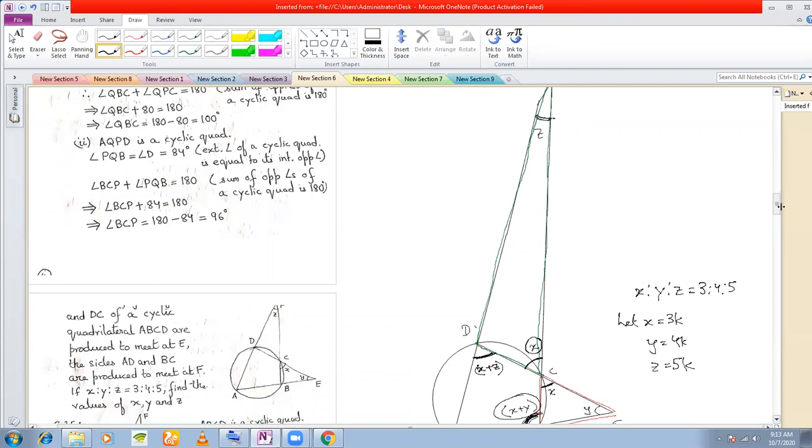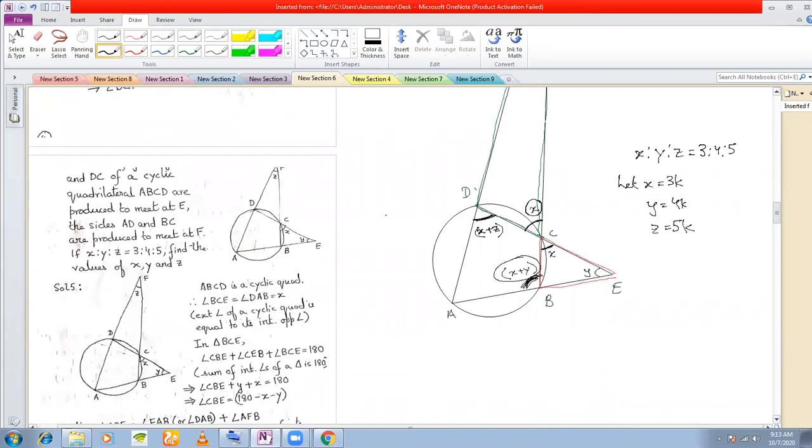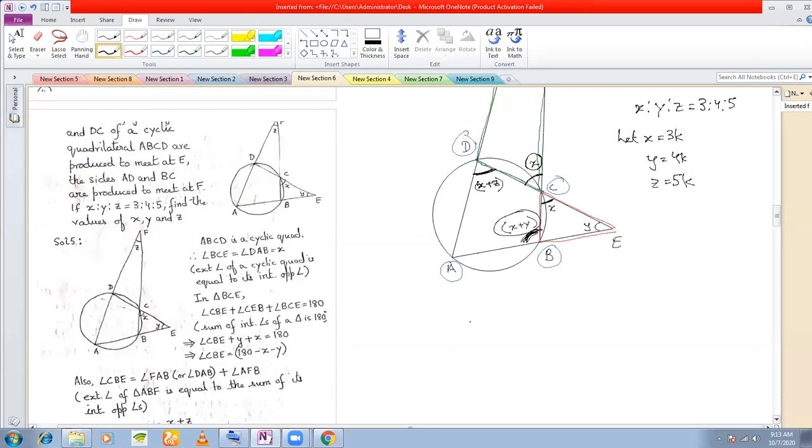So now, once I have done this, you see that ABCD is a cyclic quadrilateral. A, B, C, and D are all on the circle. So the quadrilateral that is formed is a cyclic quadrilateral. And you know that in a cyclic quadrilateral, the sum of opposite angles is supplementary. So in this case, the sum of these two angles must be equal to 180 degrees.